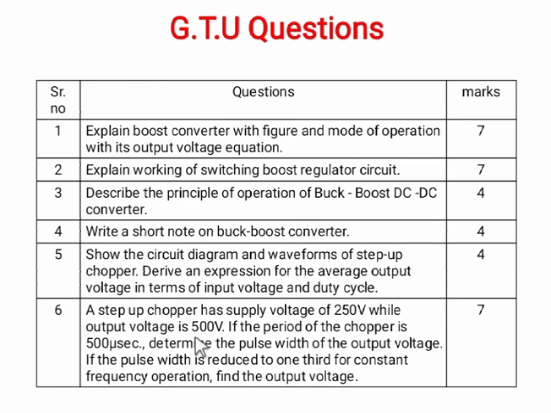This is an example of the step-up converter. The input voltage is 25 volts and the output voltage is 500 volts. So we have to increase the input voltage. The chopper period is 5 microseconds. The total time is given as 500 microseconds. Determine the pulse width of the output voltage if the pulse width is reduced to one third at constant frequency operation, and find the output voltage. You will be asked this for 7 marks in your GTU examinations.